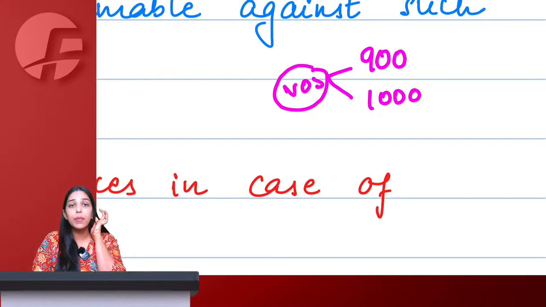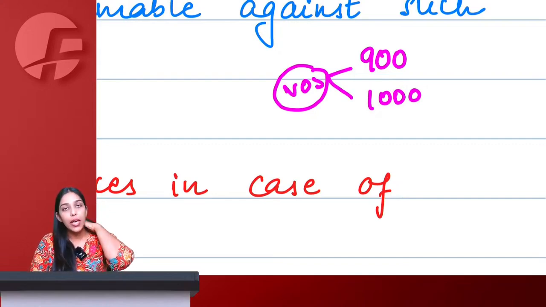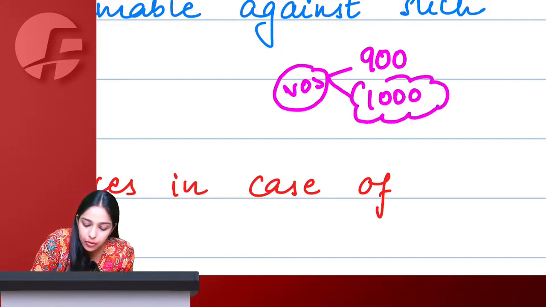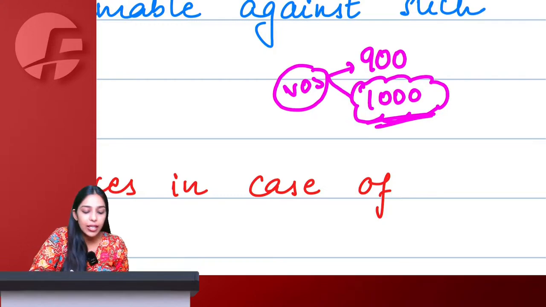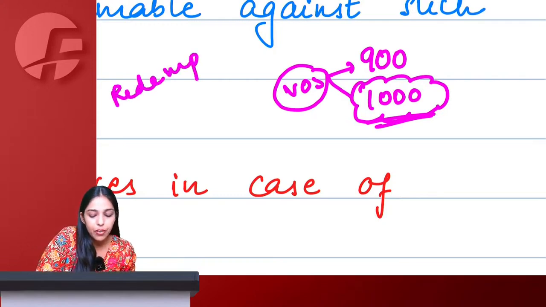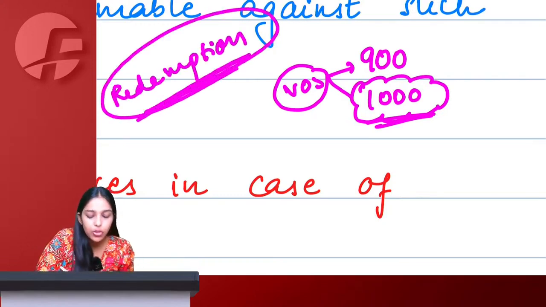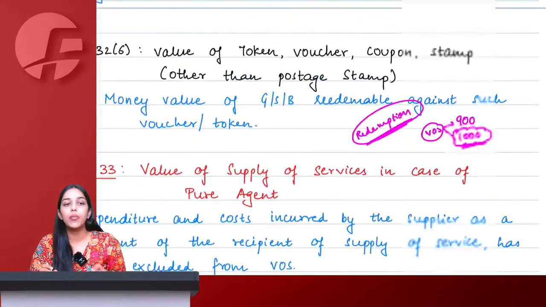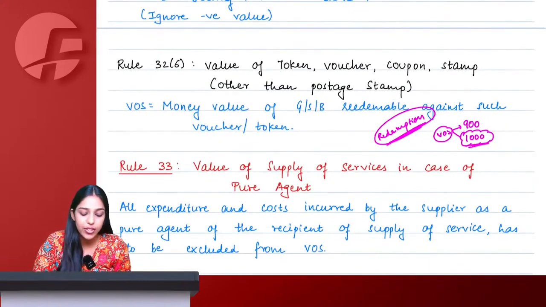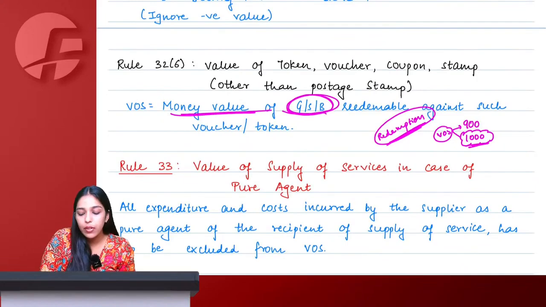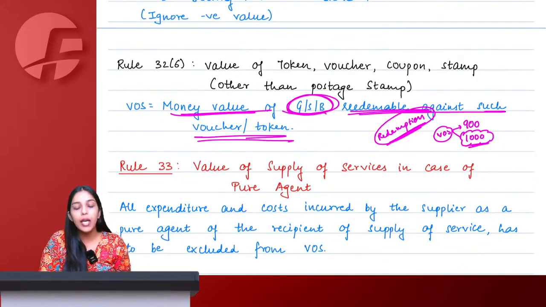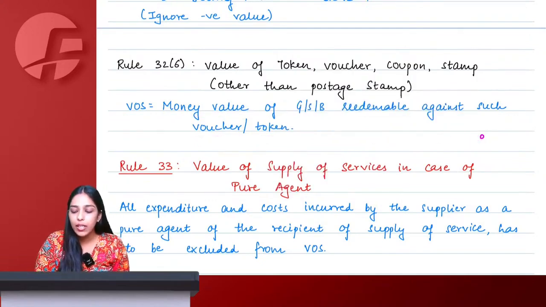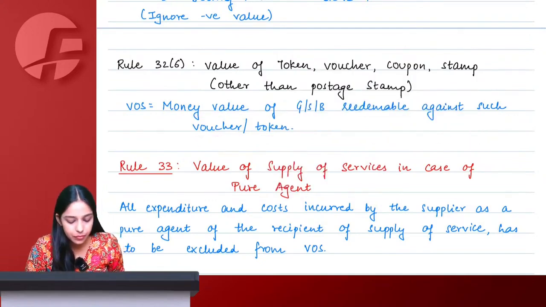An Amazon voucher that you purchased for 400 and gifted to someone, that person can redeem it for 500. What will be the value of supply? Value of supply will be 500. Your value of supply will be 1000. Basically, the redemption value, the value at which you can redeem this voucher, coupon, token, stamp, and not the issue value, is going to be the value of supply according to Rule 32.6. So the money value of whatever goods, services or both that are redeemable against such coupon, token, voucher, etc. only becomes your value of supply.